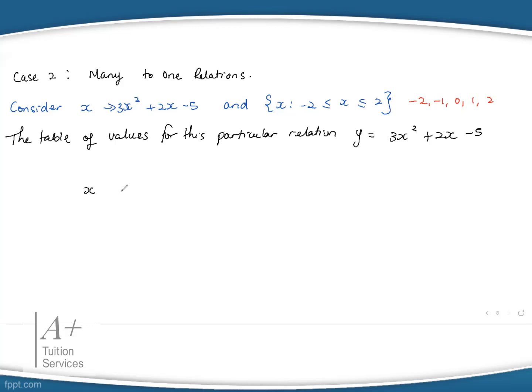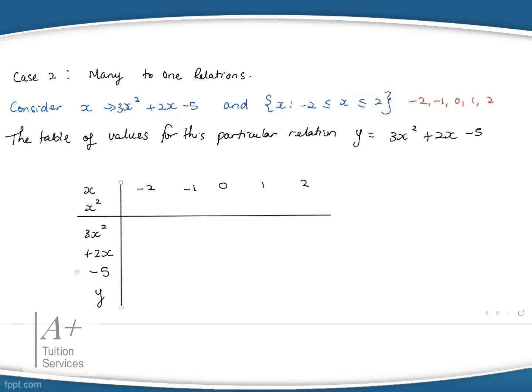We would have our x value, then our x squared values, then our 3x squared, and then our plus 2x, and then minus 5. Then we'll have our y value. So our table will start with our x values: minus 2, minus 1, 0, 1, 2. If you want, you could go ahead and rule up your table and bring them down. It will help you to understand.